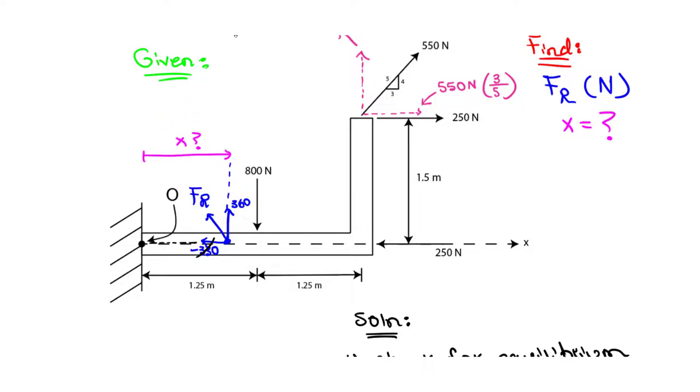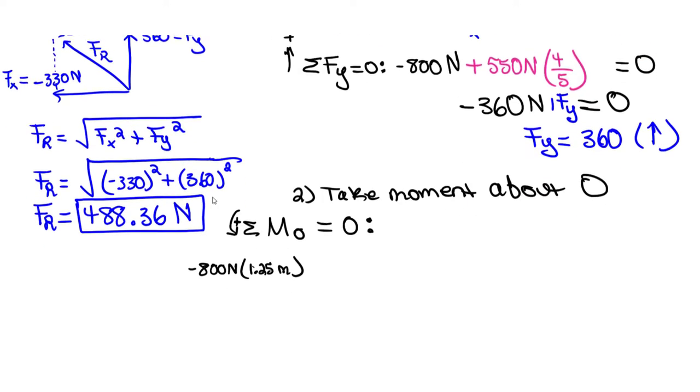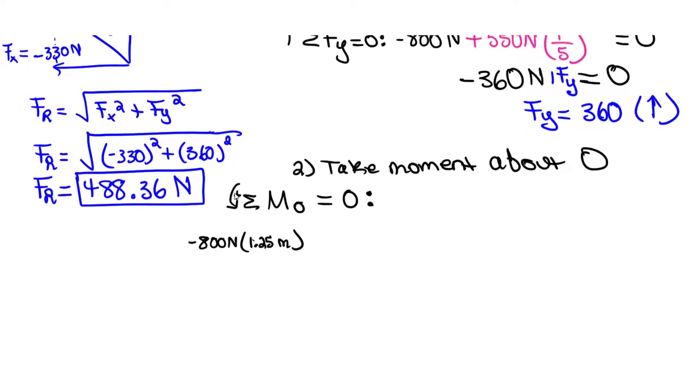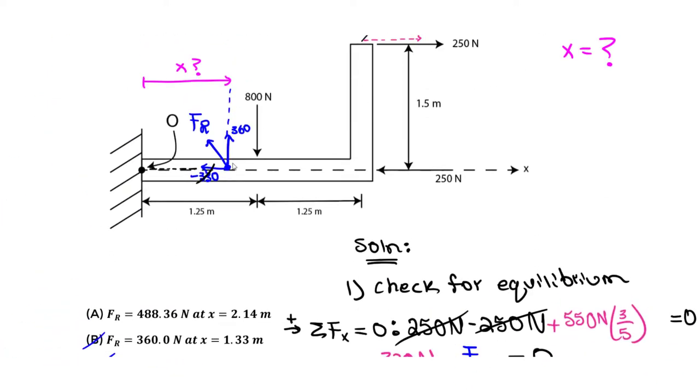So it's 360 times this perpendicular distance from here to the force, right? So for that one, it's going to be positive because it's a counterclockwise rotation. So it's positive 360 newtons. And that perpendicular distance is actually the x value we're trying to find, 2.0 from the 360. So we took care of that, right? So let's check off what we did.